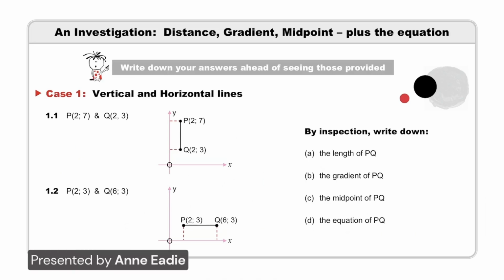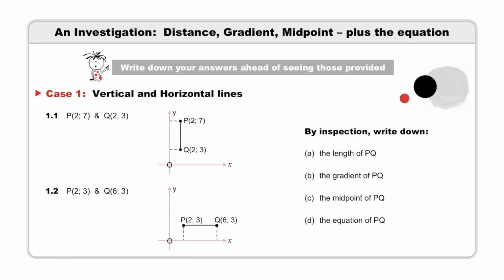Let's do an investigation where we highlight 3 cases of straight line graphs: vertical and horizontal lines, lines through the origin, and lines through any 2 given points. In each case, we will determine the distance, the gradient, the midpoint, and also the equation.